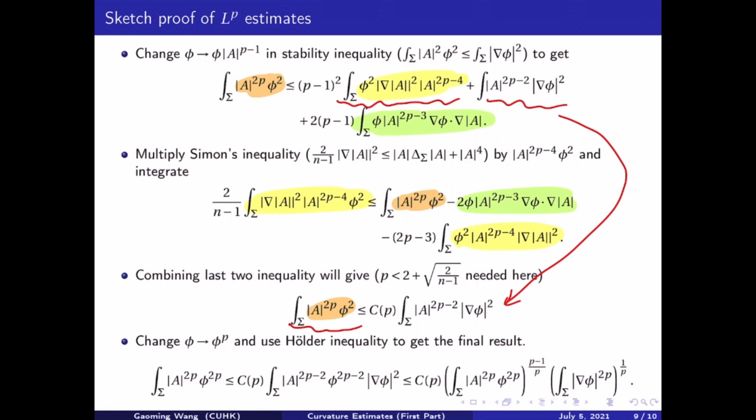At the last step, we can replace φ by φ^p in the inequality from the last step to get this inequality here. Then we can apply the Hölder inequality to separate these two terms to get this result here. By dividing this term at both sides, we can get the final result.